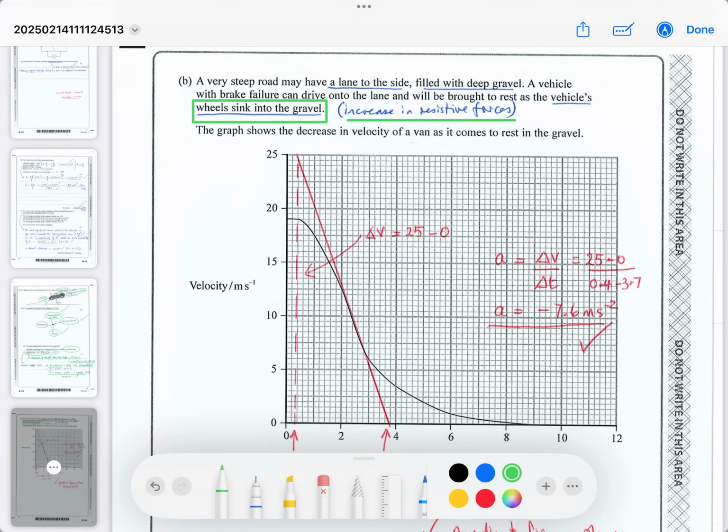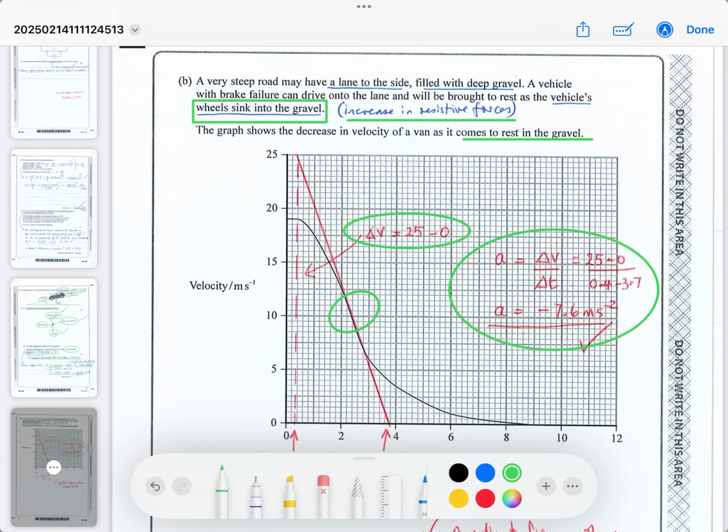The graph shows the decrease in velocity of a van as it comes to rest in the gravel. So this graph is all about motion in the gravel. Driving in the gravel decreases the velocity, and at the maximum gradient, a tangent is drawn to this point on the graph. That allows you to work out the acceleration, which is what they're asking you to do.